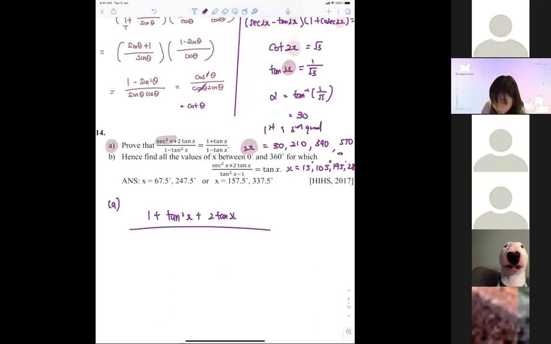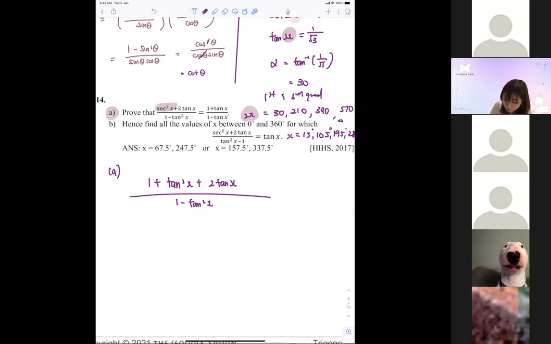Okay, at the bottom, we have 1 minus tangent square. So to simplify, we need to factorize. If you can see, this is your quadratic equation. This is your a square minus b square. So on the top, it will be tangent x plus 1 whole thing square. At the bottom, 1 plus tangent x, 1 minus tangent x. Same bracket, cancel, you get your answer.